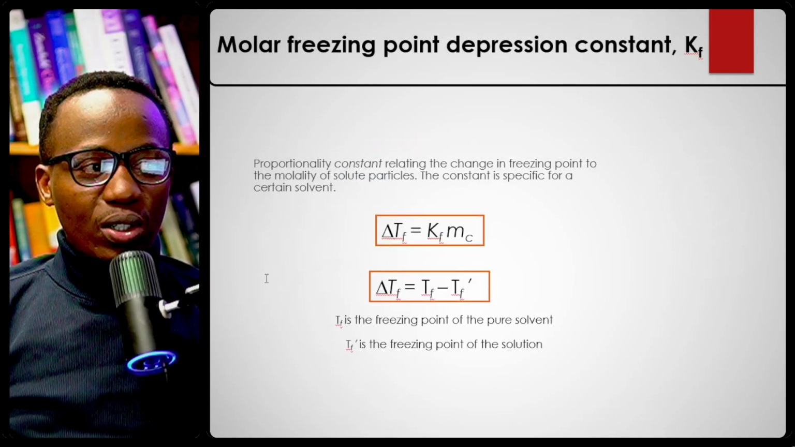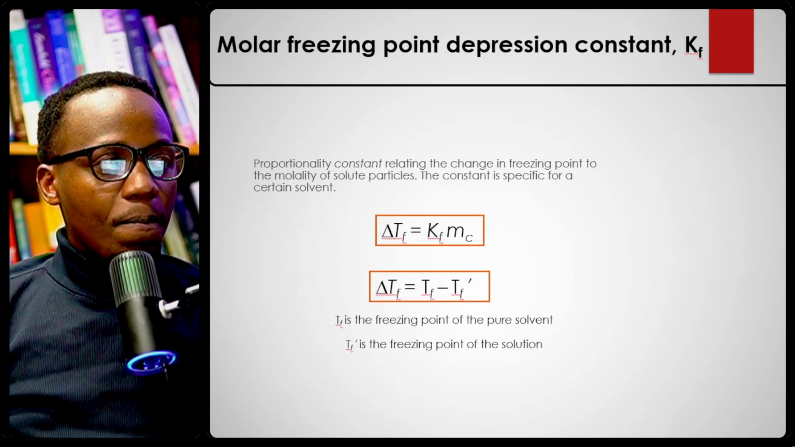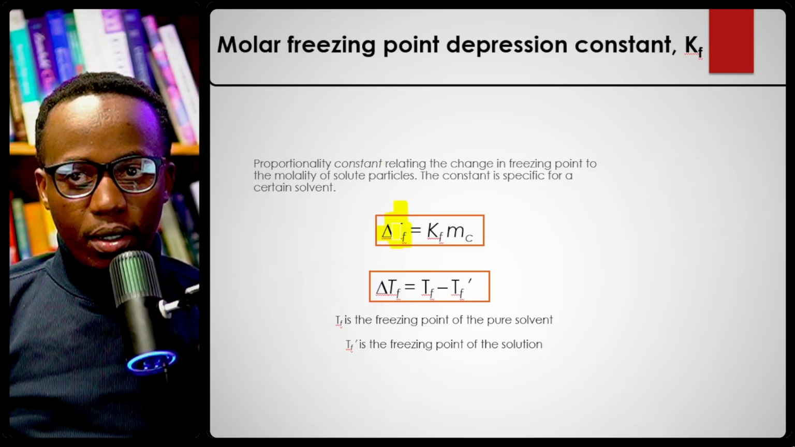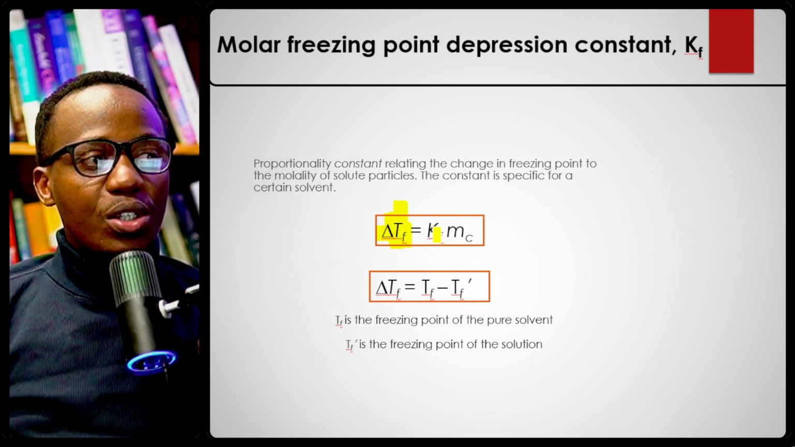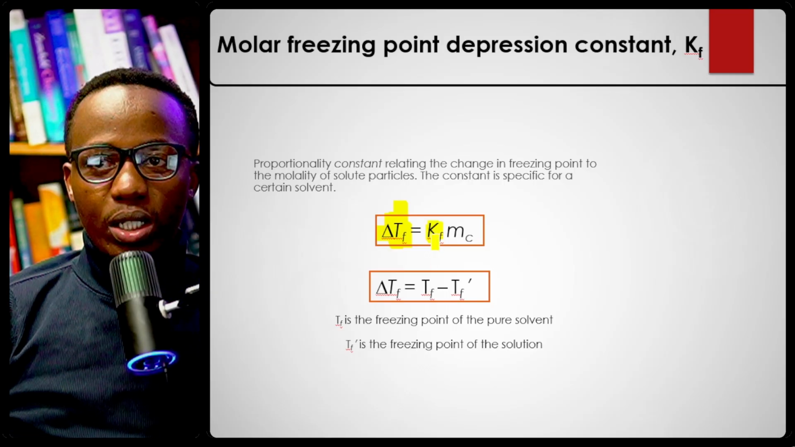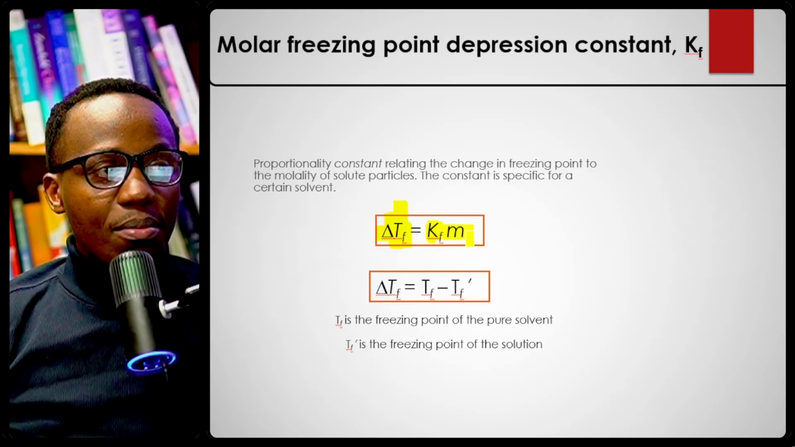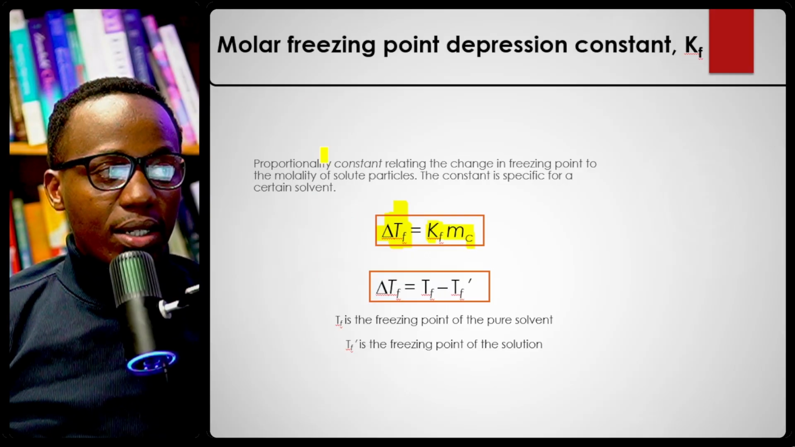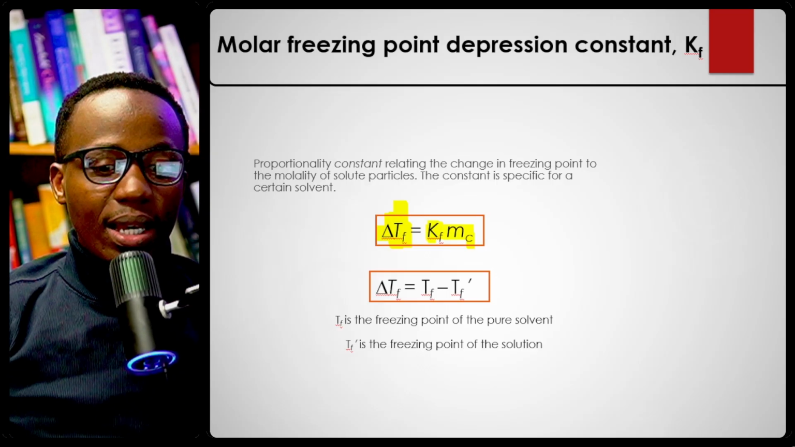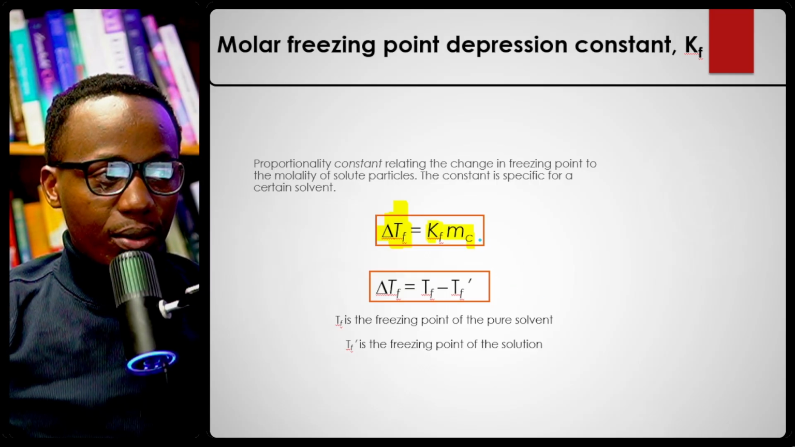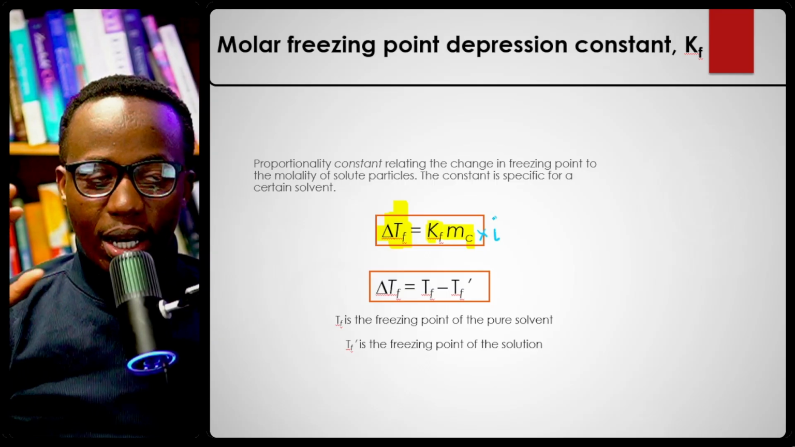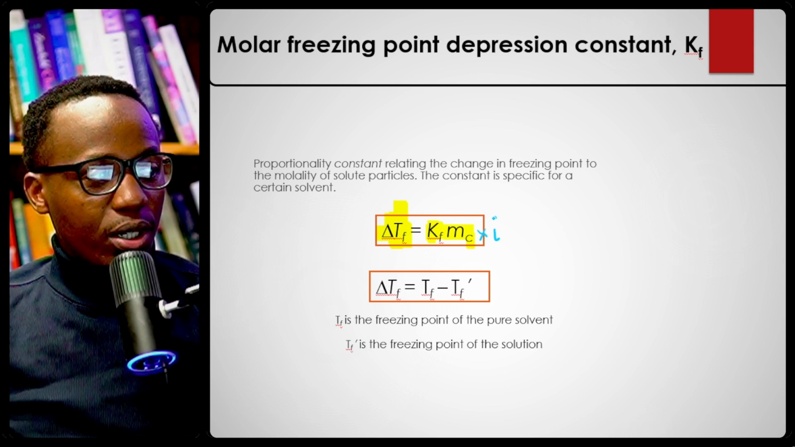So how does it look like? It looks like this. This is the formula. The change in freezing temperature is going to be equal to Kf, which is the constant. Every liquid is going to have a constant, times M, which is the molarity, and also, most importantly, times i, which is the number of ions or the number of particles. It's very important to know.